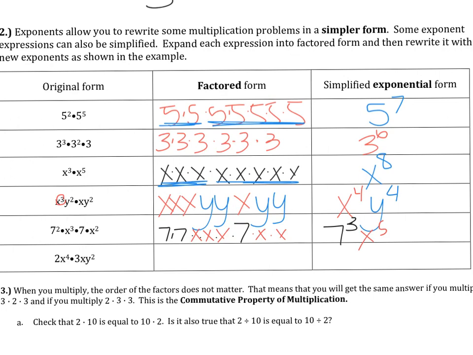All right, and then the final example. So we're going to have a 2. We're going to have x times x times x times x for the 4 x's. We're going to multiply by 3, another x, and then y times y. So we're going to take 2 times 3, which is going to give us 6. And then we'll count up our x's. So we're going to have x to the 5th power, because there are 5 x's, and y squared.